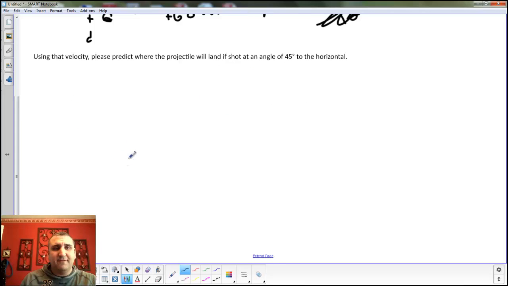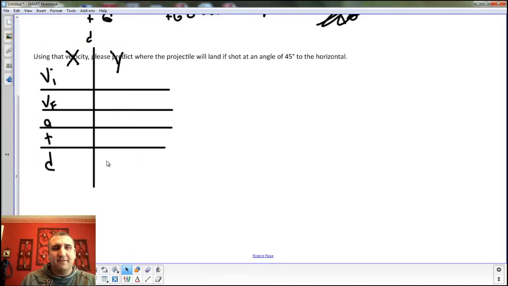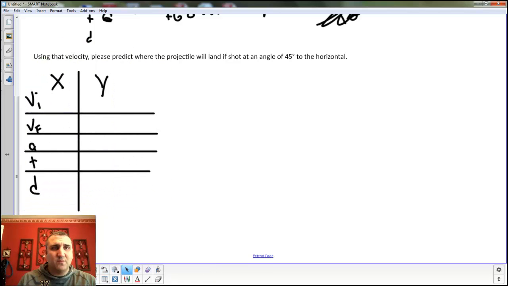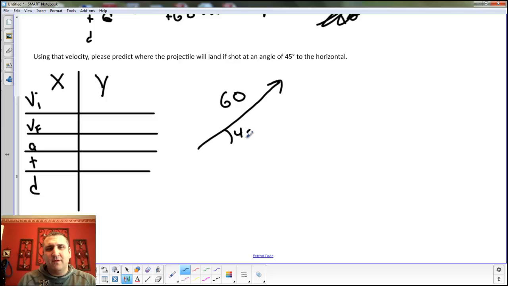XY chart. And now, you can really start thinking about this. So we said before, the velocity was 60. We're going to shoot it at an angle of 45 degrees. Those of you who put 60 here or here, especially here, shouldn't have done that, because we're not shooting it straight up anymore. So now it's not going to go all 60 meters per second straight up. It's going to be split into some X and some Y.